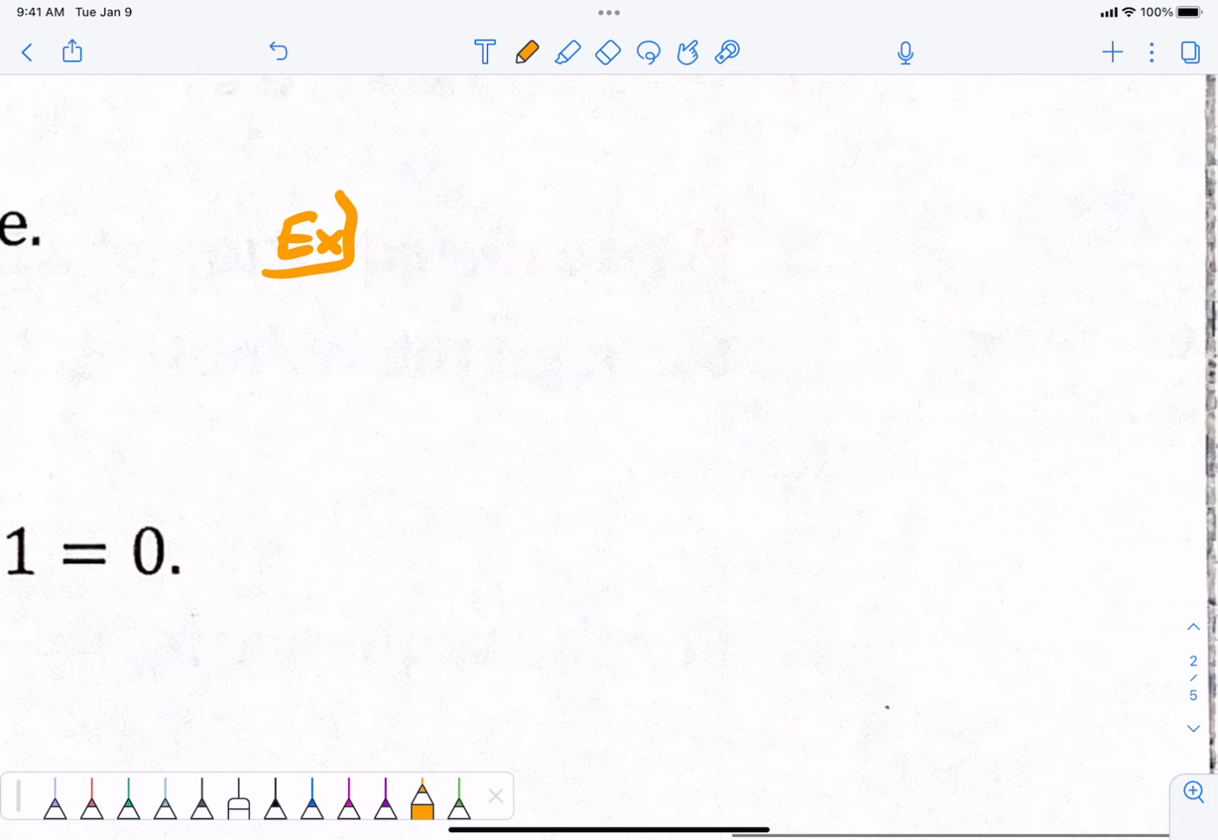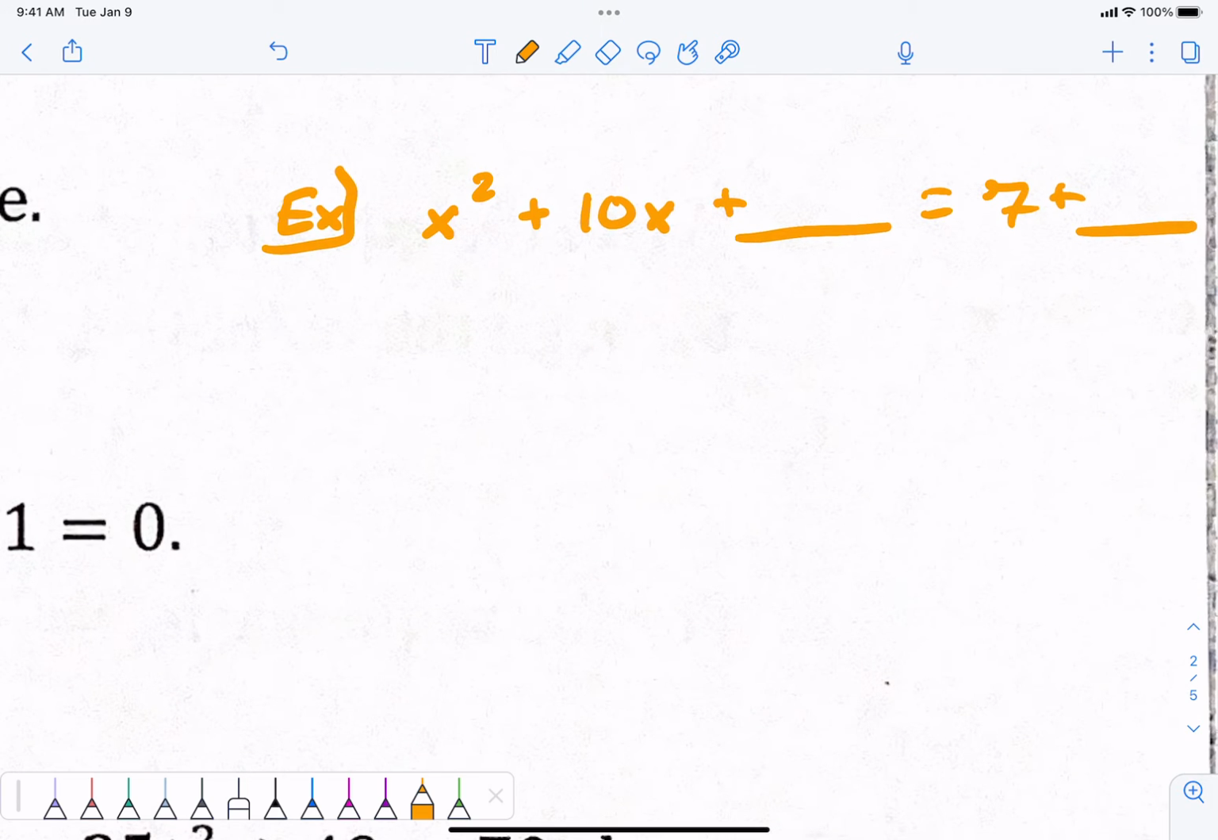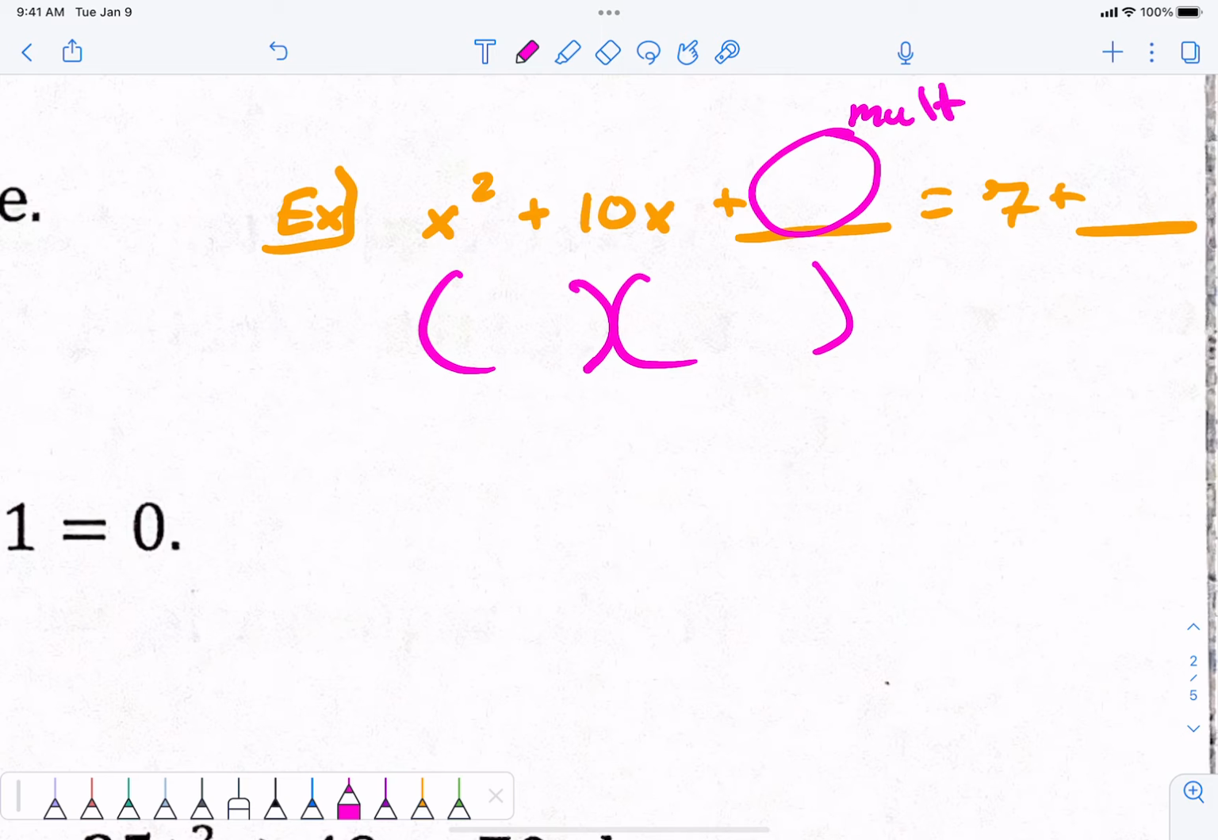Here's your other example. Let's say we have x squared plus 10x plus blank equals 7 plus blank. I want to figure out what this is so that when I multiply them it gives me this number, but when I add them it gives me this number. There's a lot of numbers that add together to give me 10, like 1 and 9, 2 and 8, 3 and 7, 4 and 6. But I want it to be the same number. It's got to be 5, x plus 5, x plus 5.